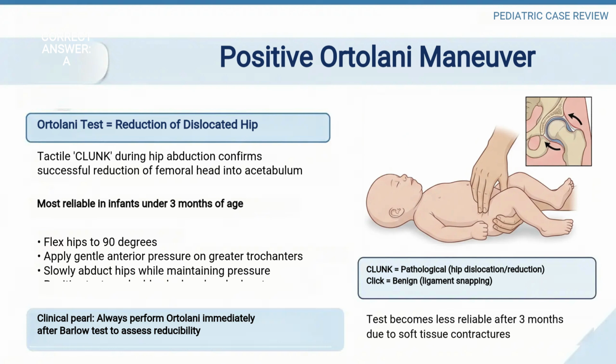It is important to distinguish a clunk, which is pathological and represents hip dislocation or reduction, from a click, which is benign and represents ligament snapping. The clinical pearl is to always perform the Ortolani immediately after the Barlow test to assess reducibility. The test becomes less reliable after 3 months due to soft tissue contractures.